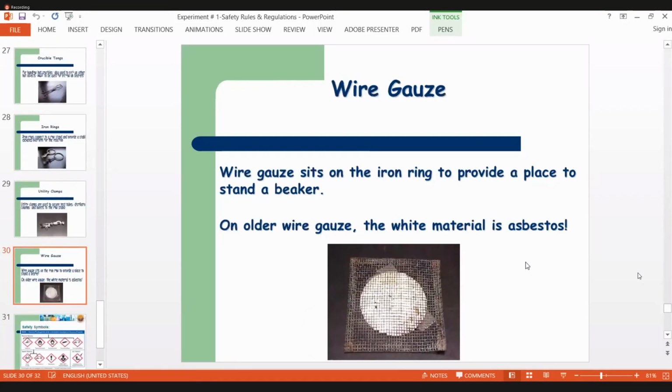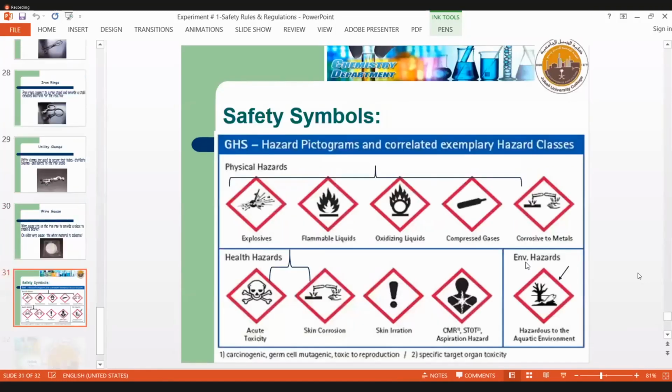This is a wire gauze. You cannot heat any glass apparatus directly. You can put the glass apparatus on this wire gauze, because the flame is behind it. The flame cannot directly touch the glass. So the glass apparatus should be kept on the wire gauze. The wire gauze can protect the glass. It will not break, because it is not directly heated. All right, so this is a very good device. The wire gauze is used to protect the glassware.